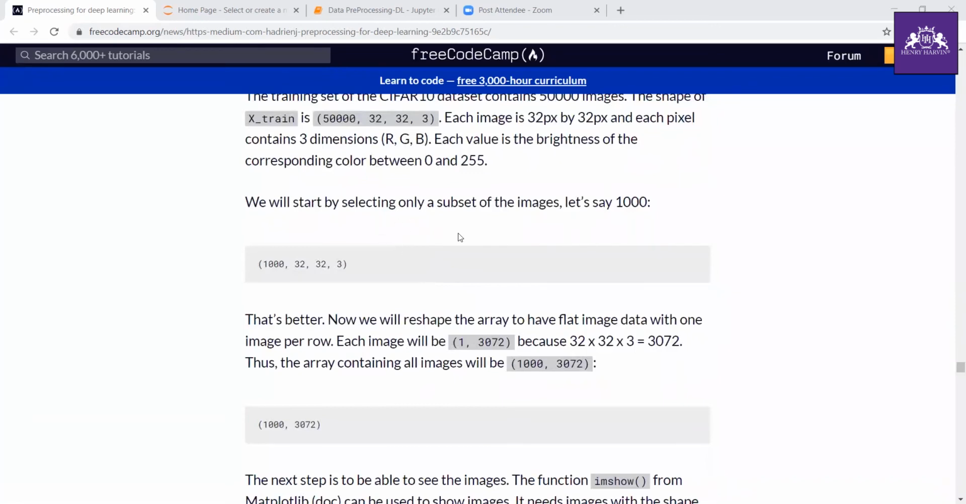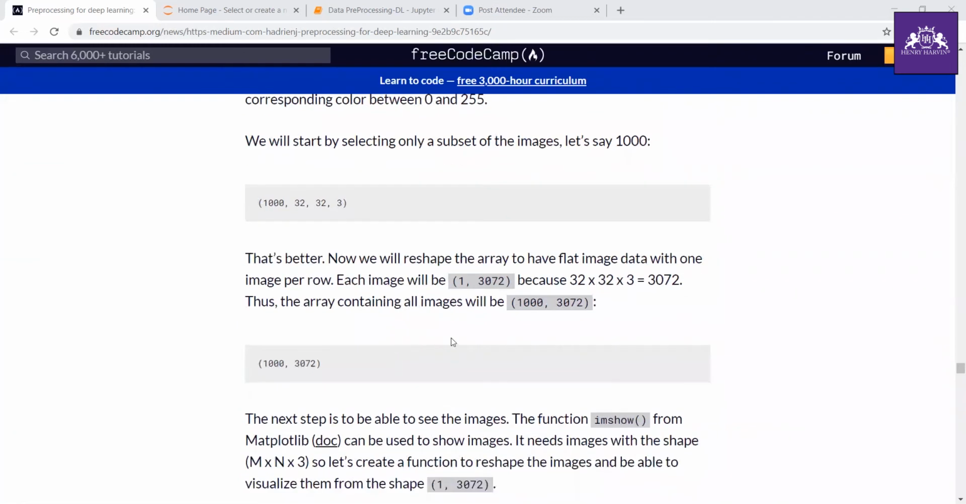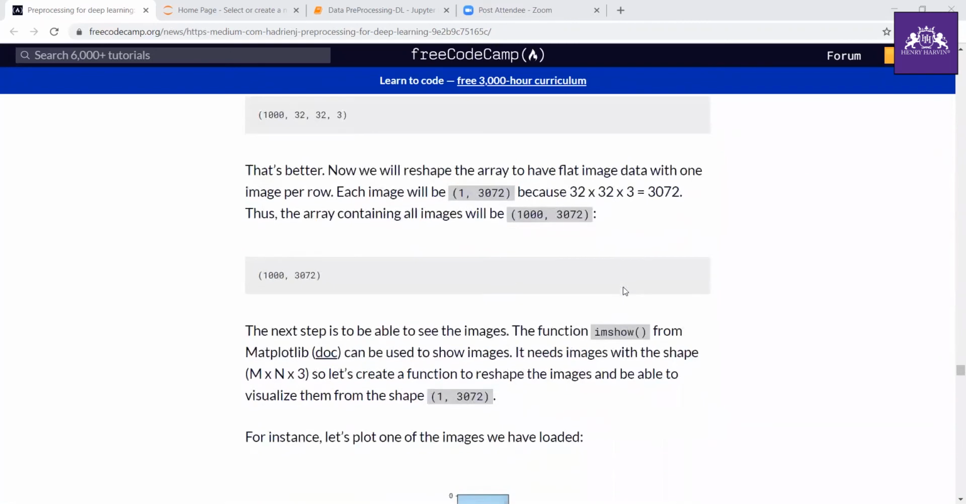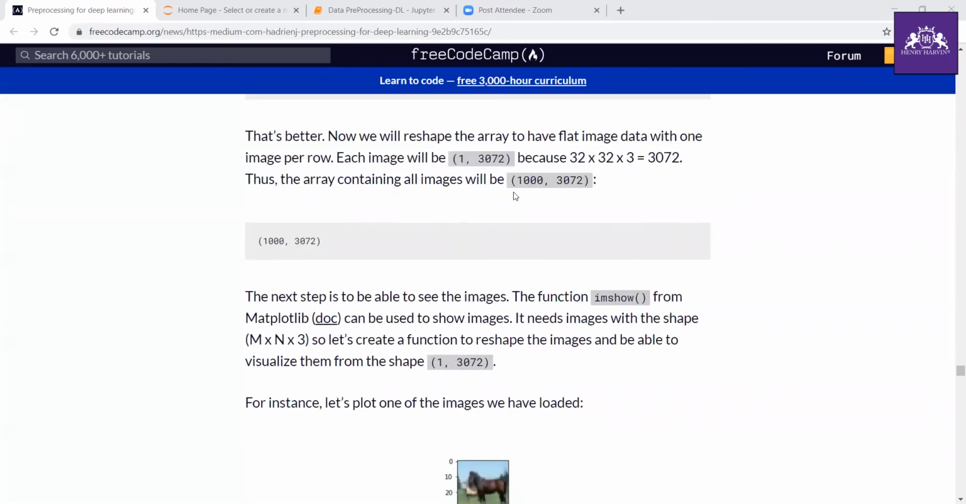Now we will select a subset of the images, say 1000, so the shape is 1000, 32, 32, 3. The 32 and 32 stand for pixels, and the 3 stands for the color channels. Now we will reshape the array. We have to flatten the image data with one image per row, so each image will be 1 by 3072. What is this 3072? It is 32 times 32 times 3. So the array containing all the images will be 1000 by 3072.